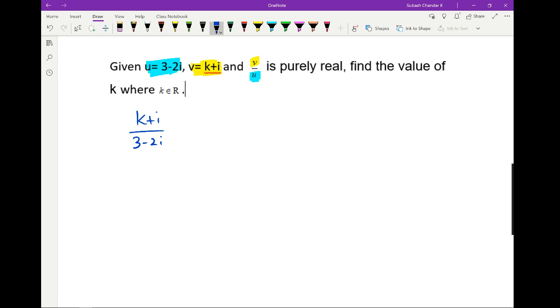Okay, so remember that you have to rationalize the denominator. I'm starting to forget all these terms now since I've been to junior, but basically it's just multiply the denominator by 3 plus 2i, and also the numerator by 3 plus 2i.